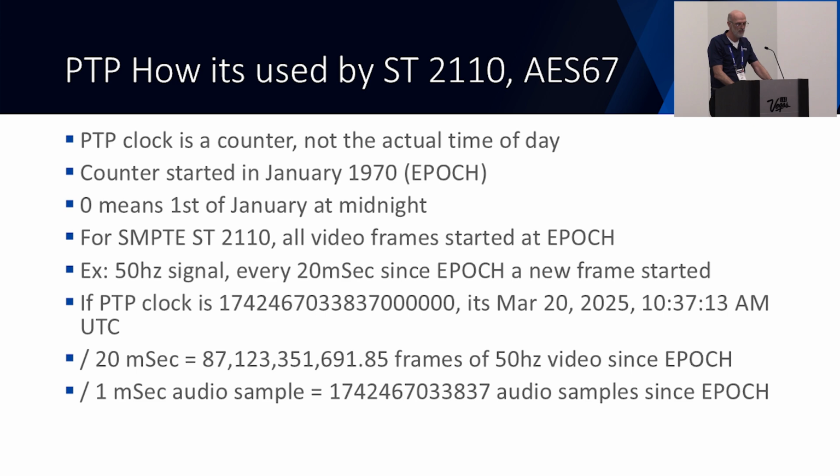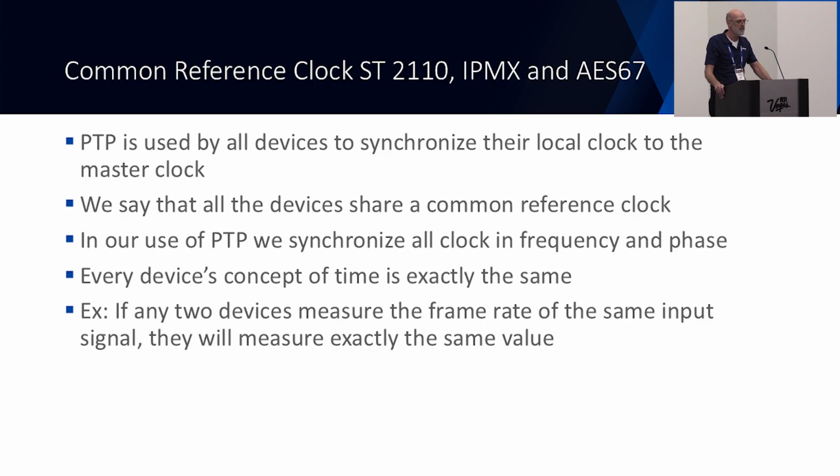So the key point here is that 2110 and AS67 assume that everything, including frames and samples, started at that time. So what that means is that PTP is used by all devices to synchronize their local clock to the master clock. So we look at that. All my devices are synchronized to PTP. When we have that, we say that all these devices share a common clock.